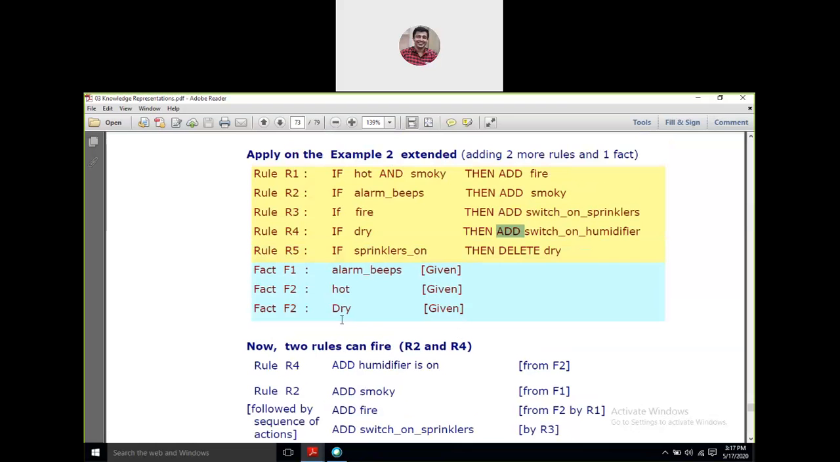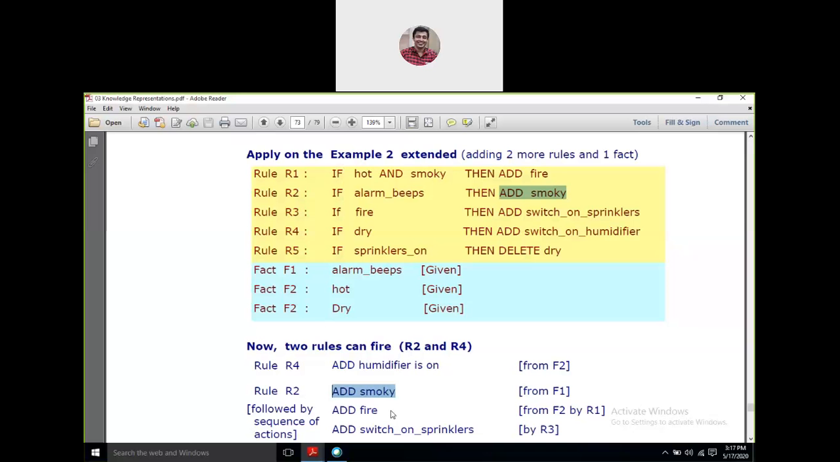Let us begin by picking one of them, like alarm beeps. Then what is the thing that I can add? Add smoky. So I have added it here, from rule number 2. Then there is something called hot. I cannot match anything out here. So the next one is dry. Do I have anything for that? Yes. For dry, I can add switch on the humidifier. So I have added switch on the humidifier here. So I have added two pieces of information, smoky and switch on the humidifier, right? As I have said, these are mentioned in the square braces inside.